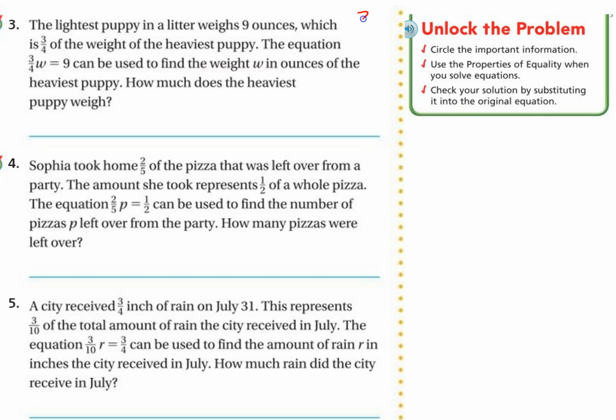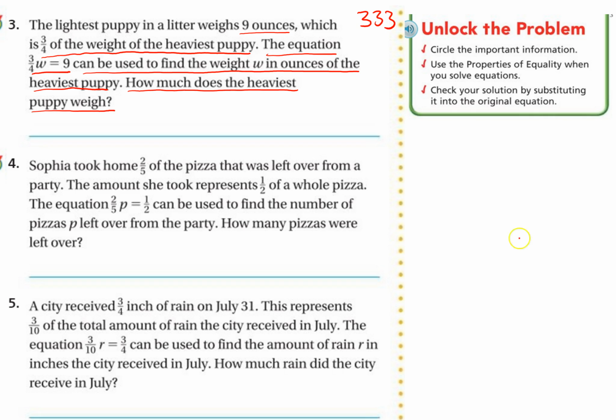All right, now I'm on the bottom of page 333, going over some more examples. The lightest puppy in a litter weighs 9 ounces, which is 3/4 of the weight of the heaviest puppy. The equation is given to us. That's always nice. 3/4 times W equals 9 can be used to find the weight W in ounces of the heaviest puppy. How much does the heaviest puppy weigh?